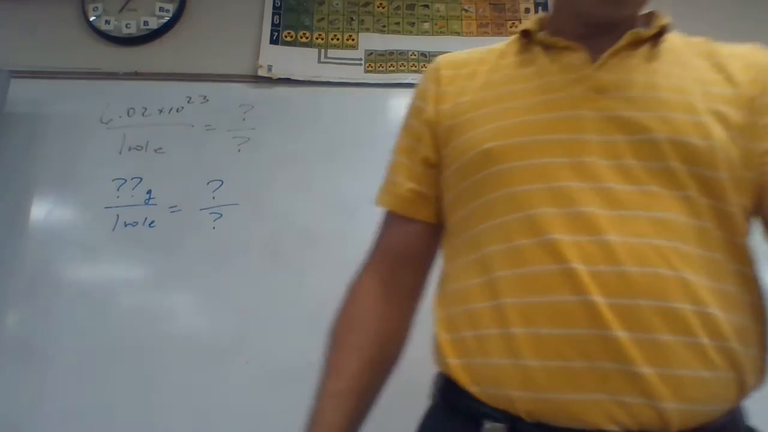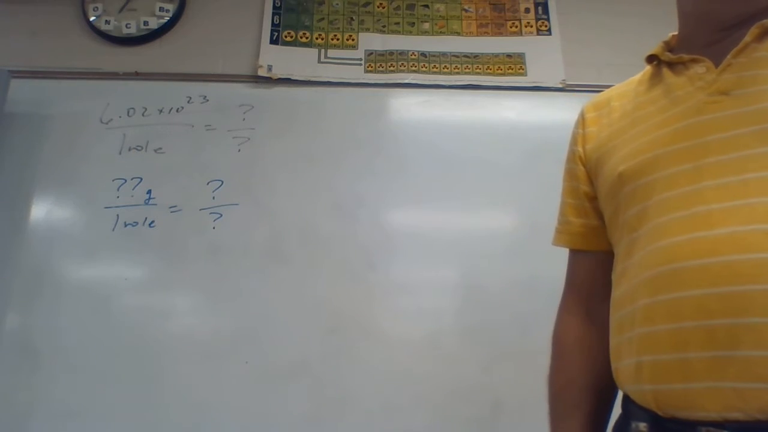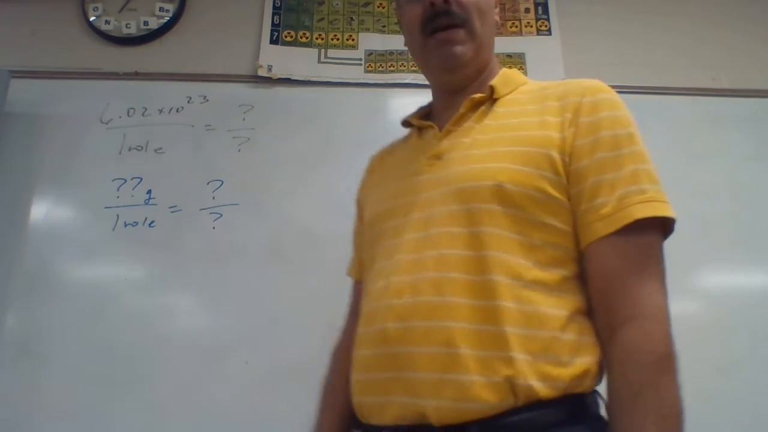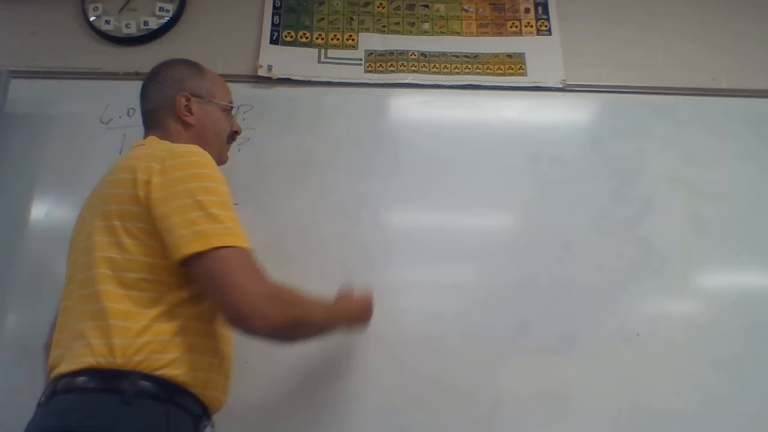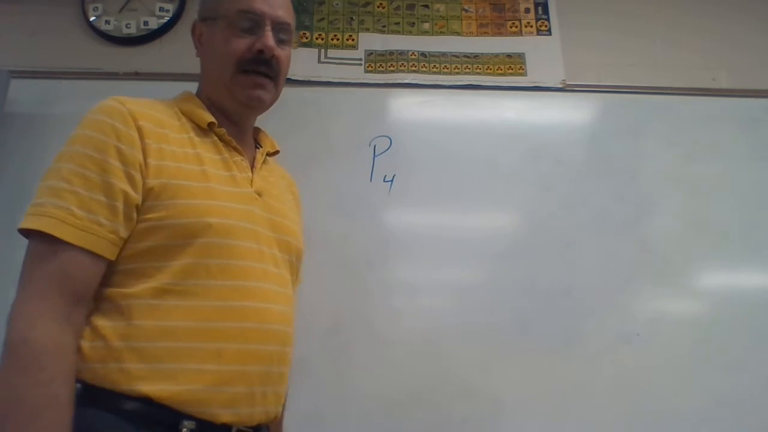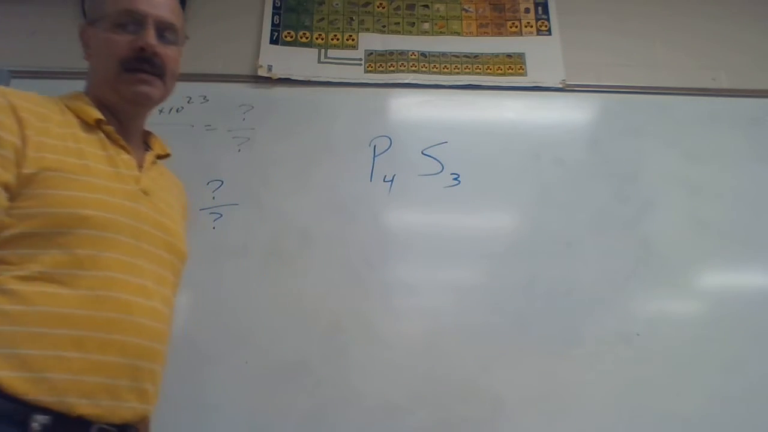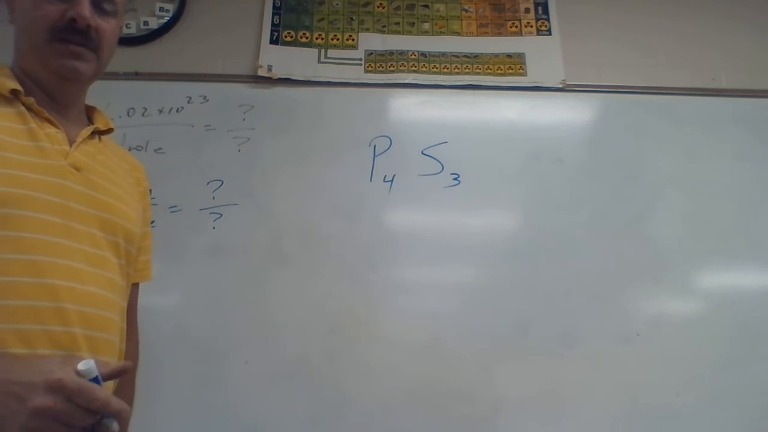Next one gives us a name. It says tetraphosphorus trisulfide. That's something from way back when. So tetraphosphorus, tetra means 4. And then we have trisulfide, so sulfide is sulfur and tri means 3. Okay, so there's our formula for this one.